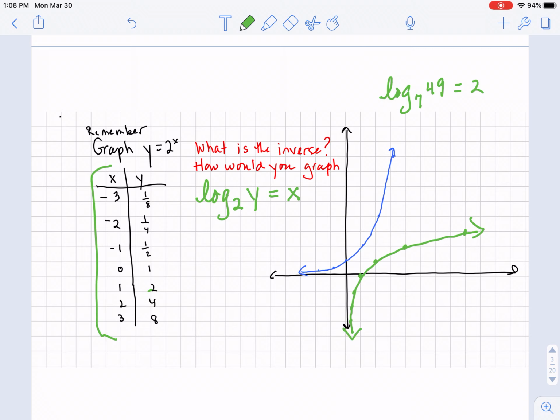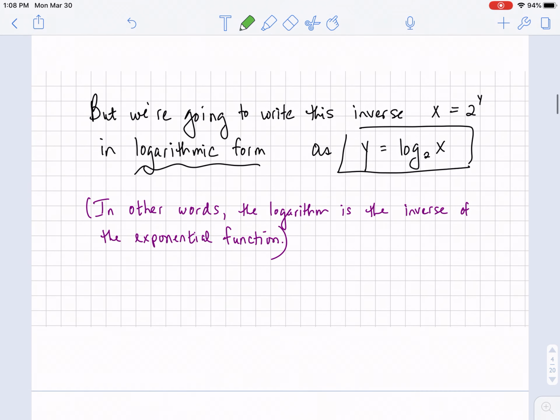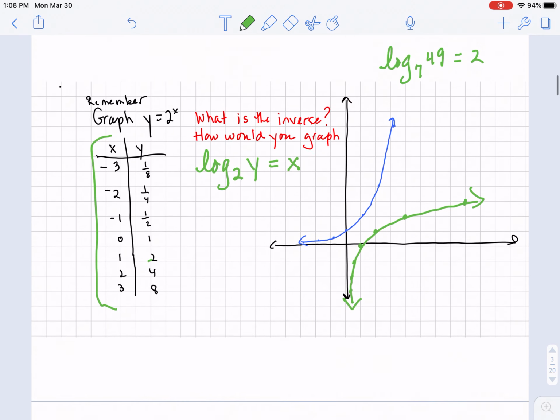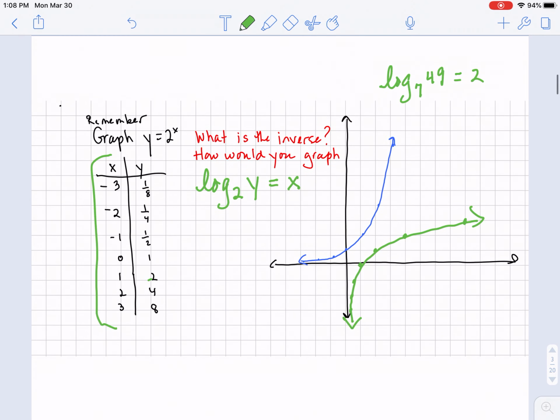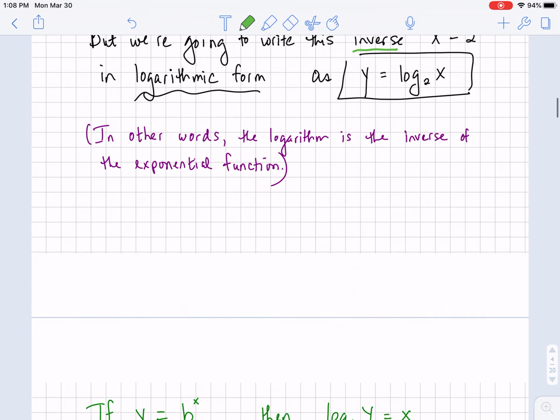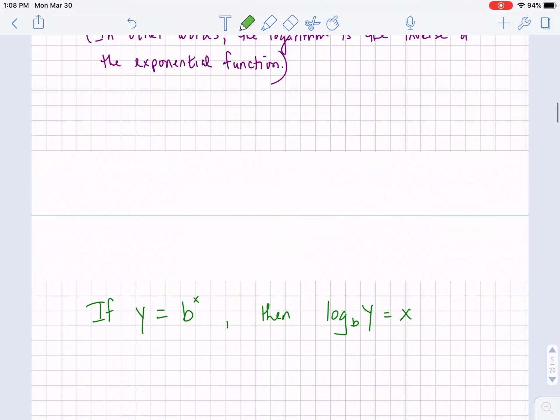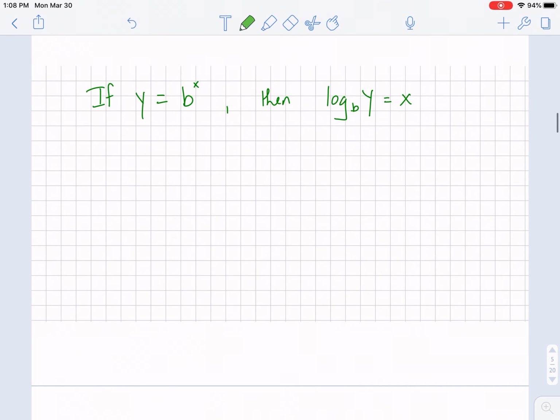We're going to get into an easier way to graph logarithmic functions. Again, like I said, it is the inverse. So 2 to the x equals y is better. Let's try to do this. If y equals b to the x, then log base b of y equals x.